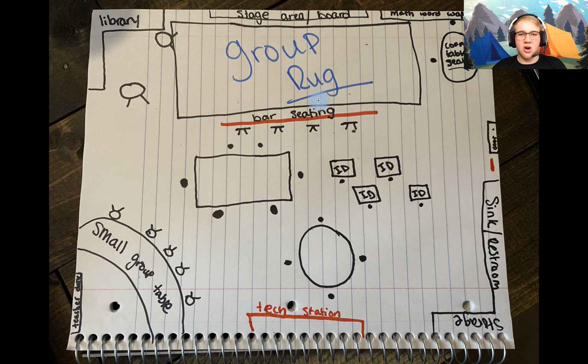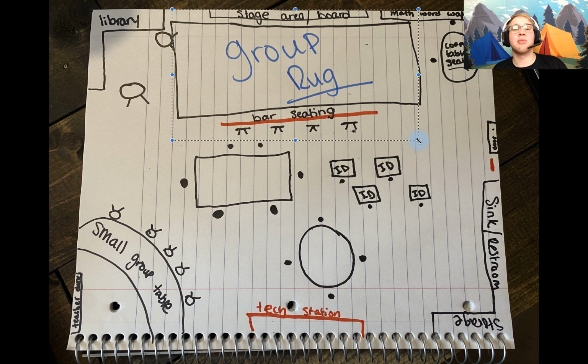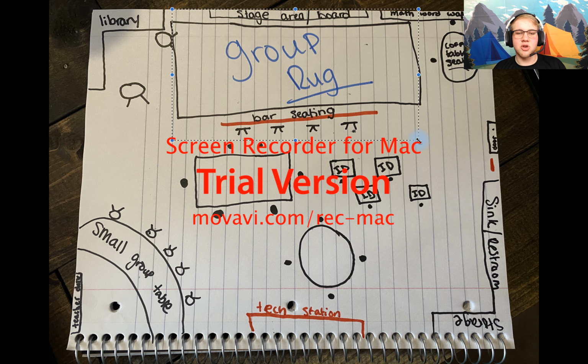So starting at the very front of the room, I'm going to make a little cursor, a little box that you're going to see highlighted. You're going to see a group rug, bar seating, stage area, and the board. This is the central point of the classroom that everyone is able to congregate at. Maybe it is to share, maybe it is for a direct teaching moment, or maybe it is for us to all just come together as a classroom unit.